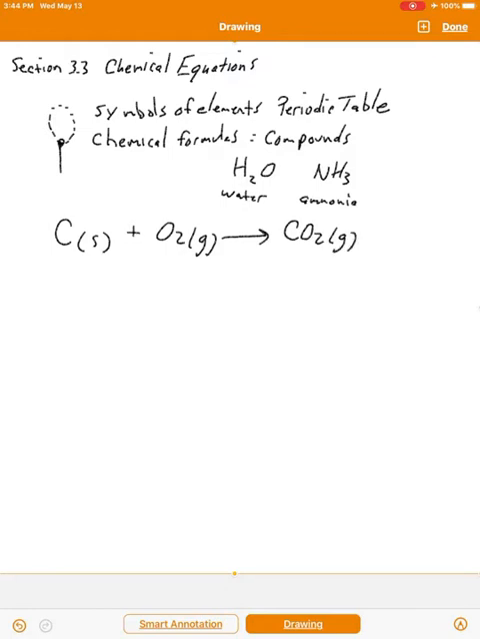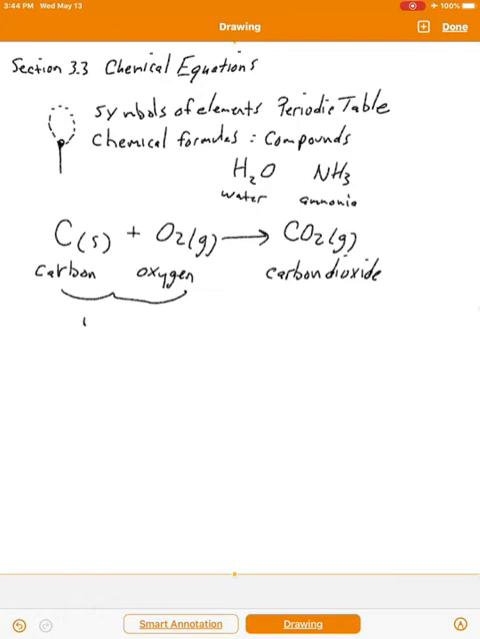Okay, so what does this chemical equation say? It says that carbon is reacting with oxygen to form carbon dioxide. Okay, that's what it's telling us. It's telling us that we have what are called reactants. These are combining with one another to form a product. And in this case, the product is carbon dioxide.